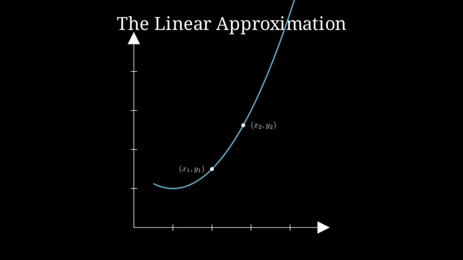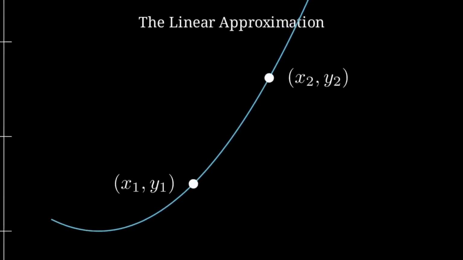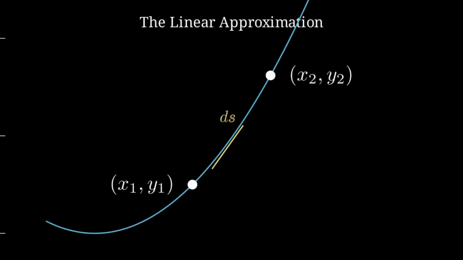The core idea is to break the curve into many tiny straight line segments. If the segments are small enough, their total length will closely approximate the actual length of the curve. We call one tiny segment ds.